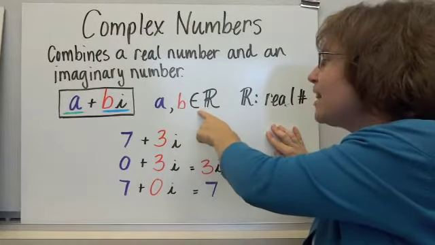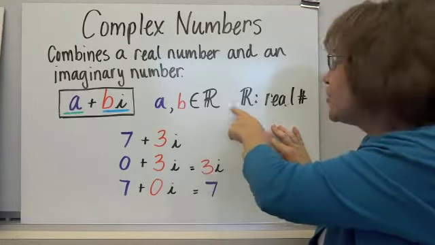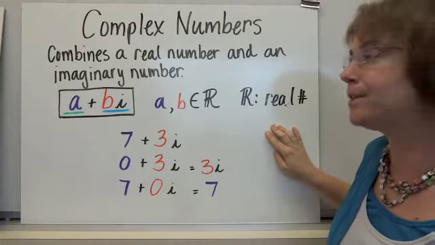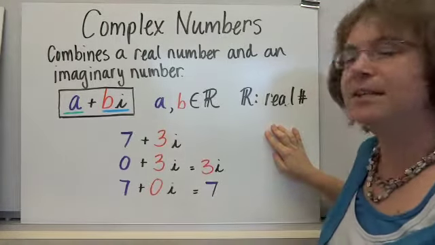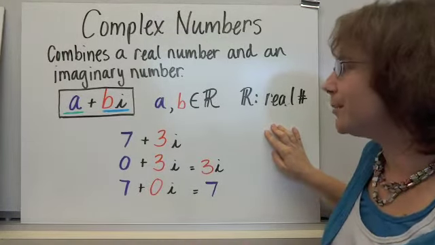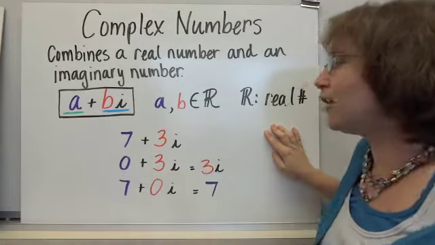Now right here I have some notation. a and b are elements in the real numbers. So that R, remember, means real number system. So I know it's in the real numbers. a and b both have to be real numbers. They can't be imaginary numbers. And so I have an example right here of a complex number.